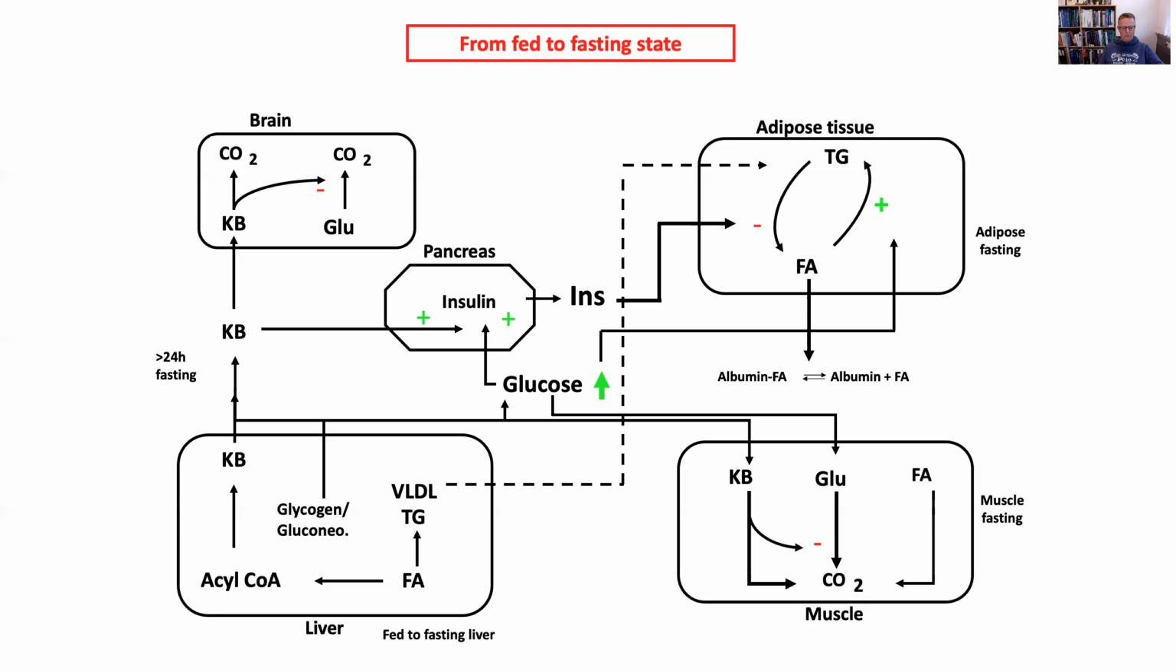And also in the brain, the ketone bodies can inhibit glucose oxidation, thereby sparing the glucose for other important tissues.